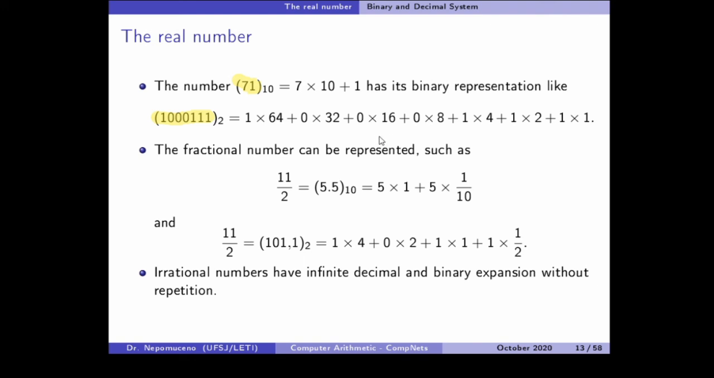You can also make the representation of fractional numbers. So 11 divided by 2 is 5.5. This is represented like that in base 10. And here in binary you can represent it like that, right? So 1 times 4 plus 0 times 2 plus 1 times 1 and so on and so forth. Irrational numbers have infinite decimal and binary expansions without repetition.